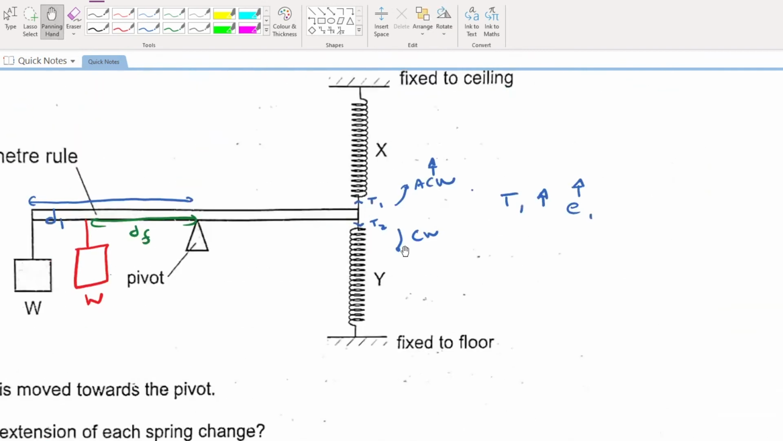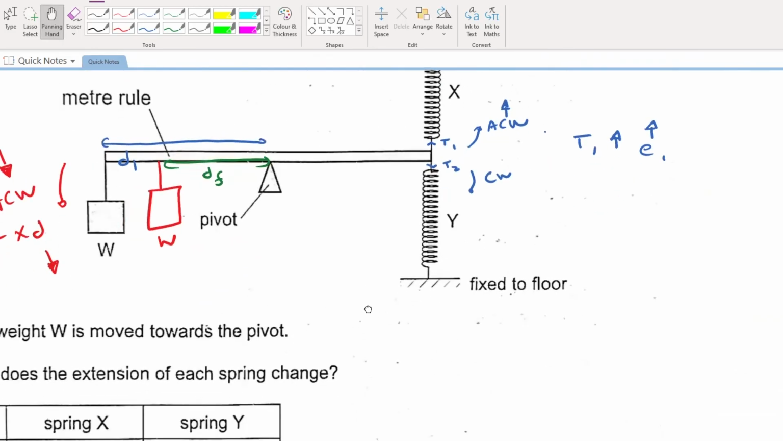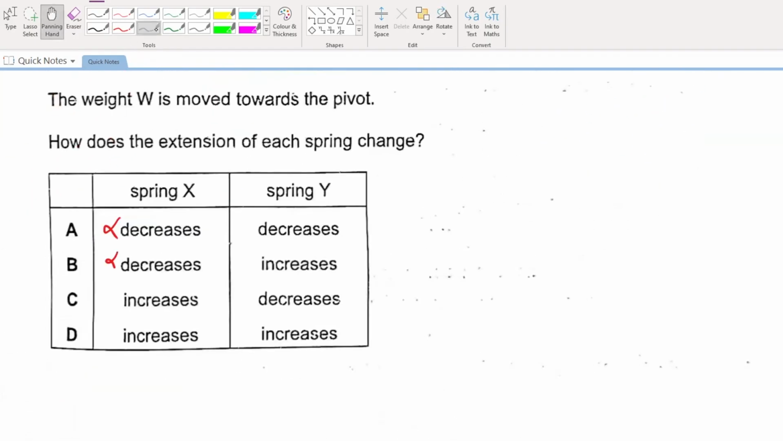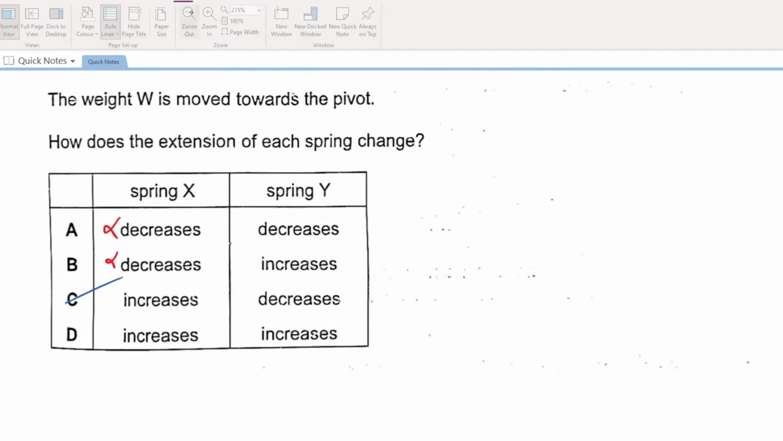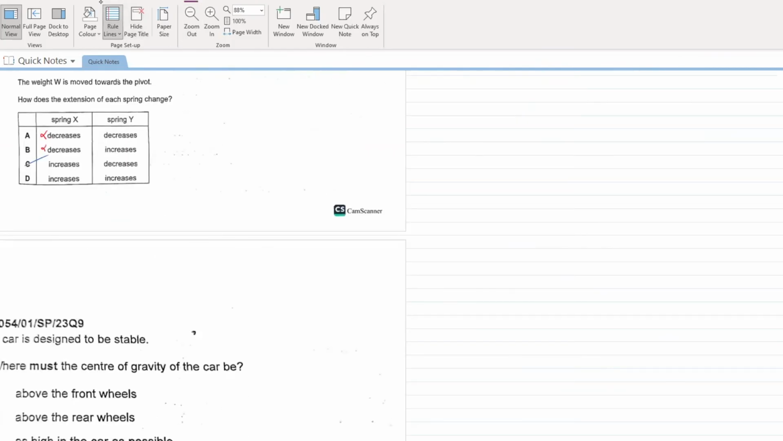And for clockwise moments, you have to decrease them to reach a balance again. If you want to decrease the clockwise moments, your tension 2 must decrease, your extension 2 must decrease. Any options like that? C is your answer. Simple logical physics. Let's move to the next question.